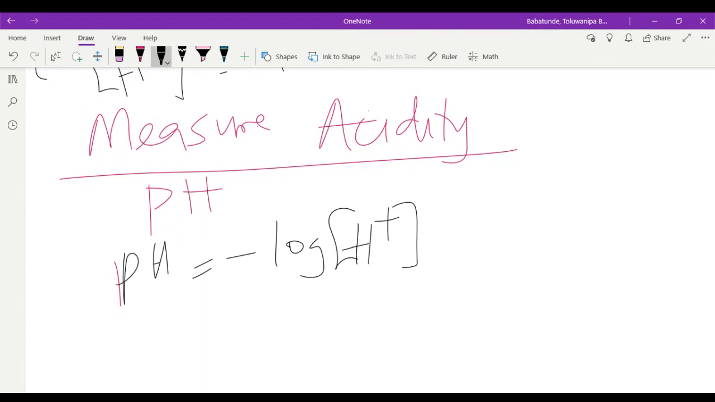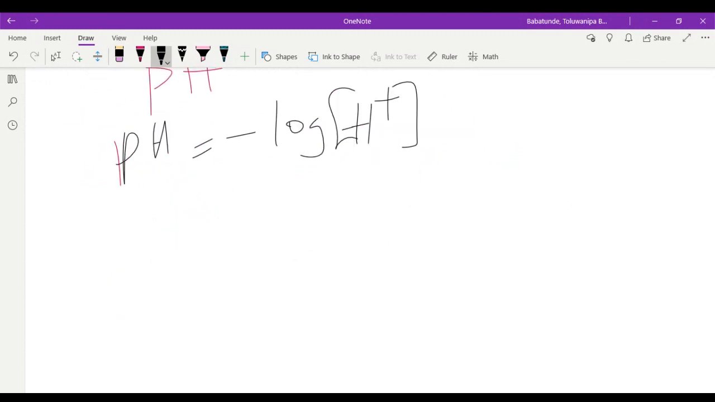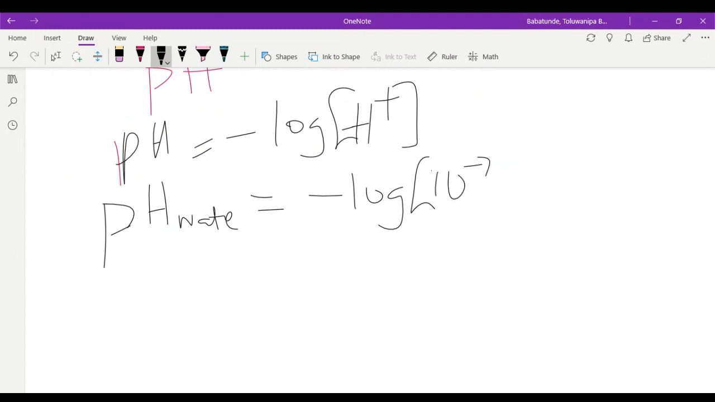So for water, the pH of water that we drink is the negative log of the hydrogen ion concentration, which is 10 to the power negative 7. If you solve that in our calculator, it's going to give us 7. So we need to know the hydrogen ion concentration to find pH. If the pH is less than 7, it is acidic, and if the pH is greater than 7, it is basic.